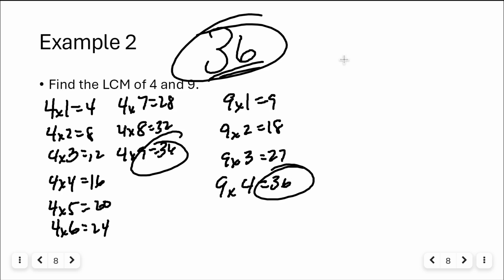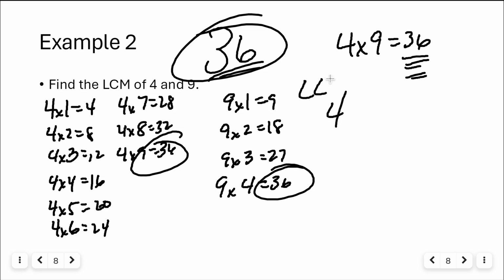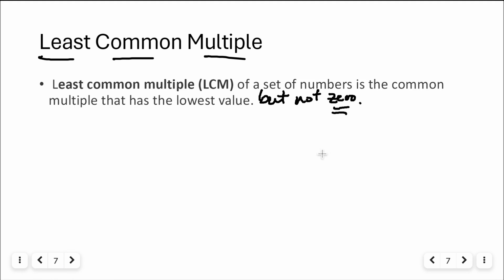Now, you might be saying, hey, why can't I just do 4 times 9? Well, 36 is a common multiple of 4 and 9, but it doesn't have to be the least common multiple. And I can give you a good example of when it doesn't work. What if I wanted the least common multiple of 4 and 10? If I do 4 times 10, that's 40.